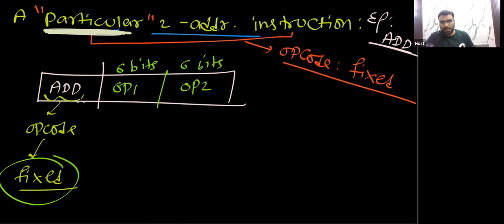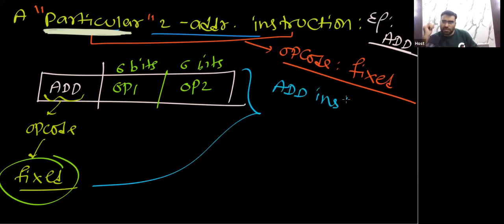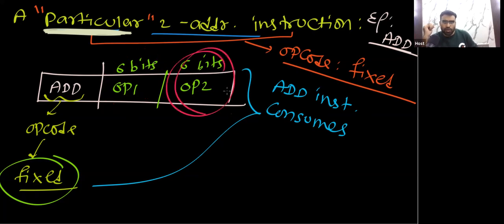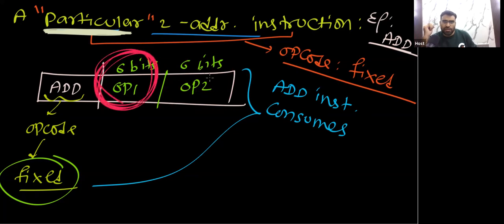Now you tell me, you have this addition instruction. Remember, the instruction is only one. But this addition instruction will consume how many bit patterns? Please tell me. You can easily see, here you can put any 6 bits. Yes or no? Here I can put any 6 bits, and here I can put any 6 bits.